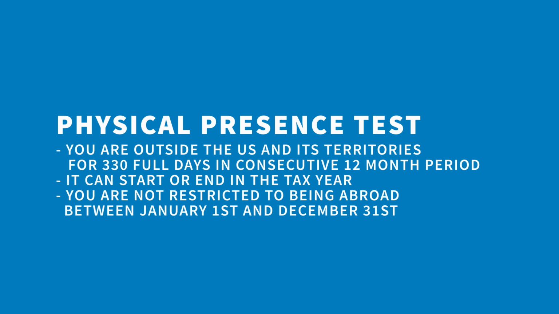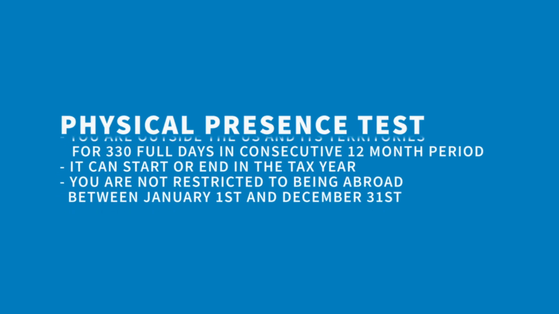And that means, like I have said multiple times, that you are physically outside of the US and its territories for 330 full days in a 12-month period that can start or end in the tax year, meaning you're not restricted to being abroad between January 1st and December 31st. You could use a 12-month period that is, say, June to June, right? It just has to start or end in the tax year. I am so sure that this is very confusing.